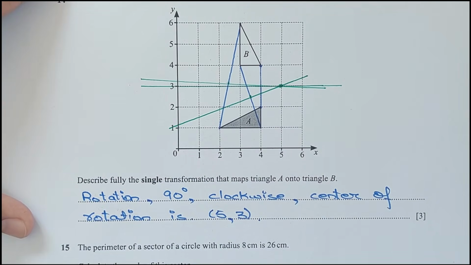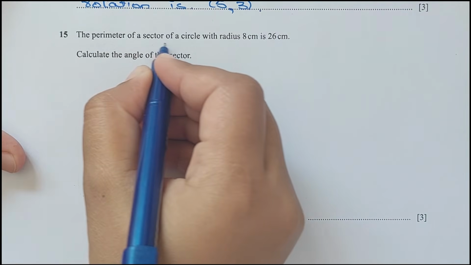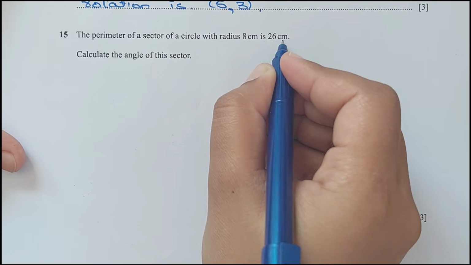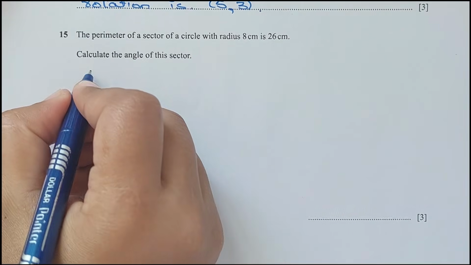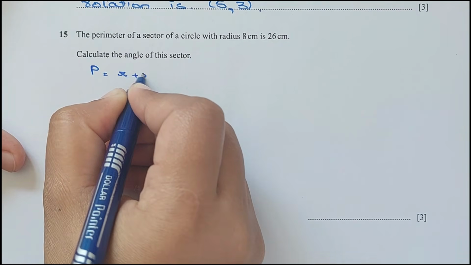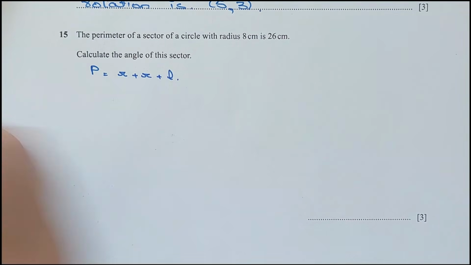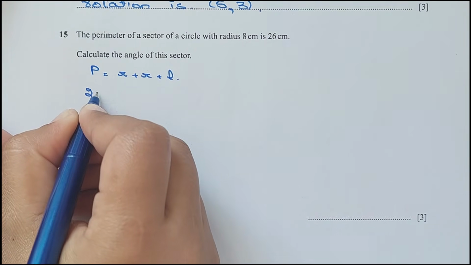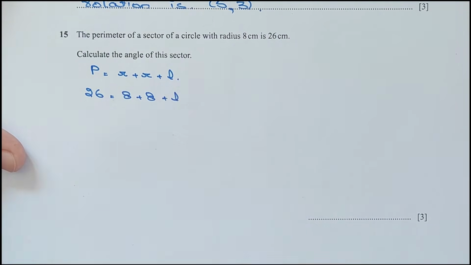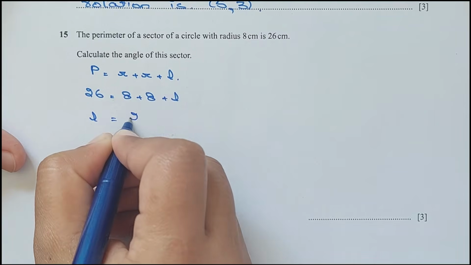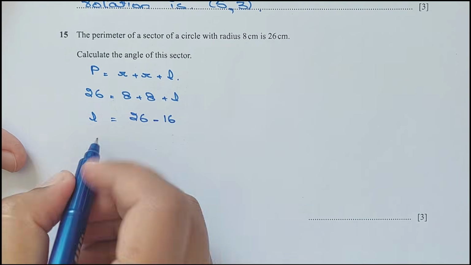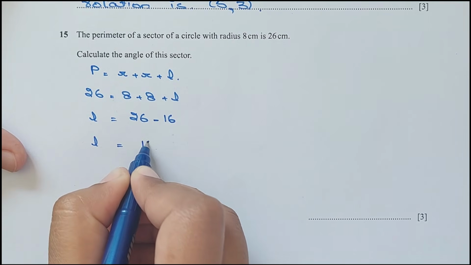All right. Question number 15. The perimeter of a sector of a circle with radius 8 centimeter is 26 centimeter. Okay, so for the sector of a circle, its perimeter is given. The perimeter is the sum of the radius plus the radius plus the arc length, right? So the perimeter is 26, the radius is 8 plus 8 plus the arc length. So what is the arc length? Arc length is 26 minus 16, because 8 plus 8 is 16, so shift 16 to the other side. So the arc length is equal to 10.